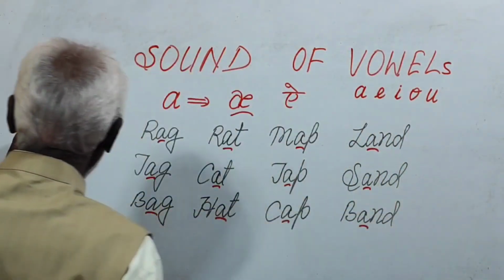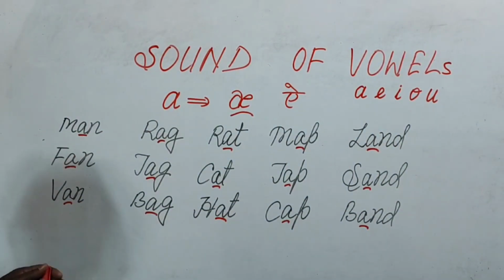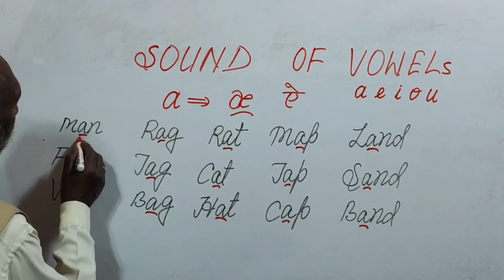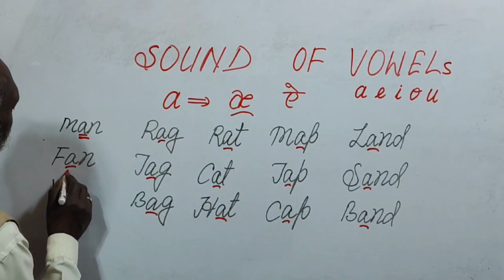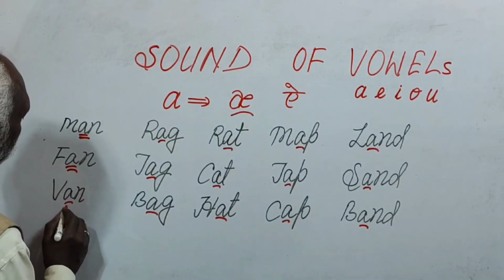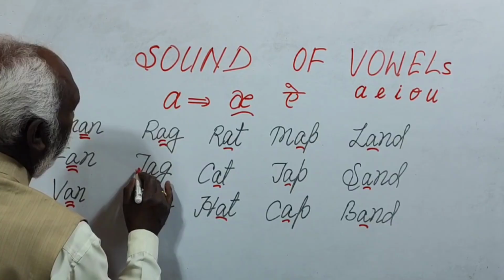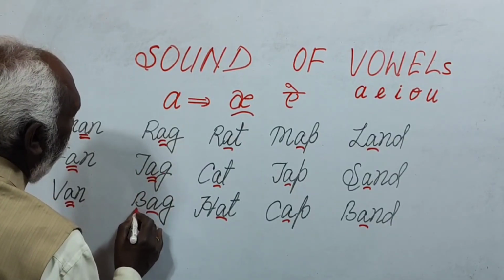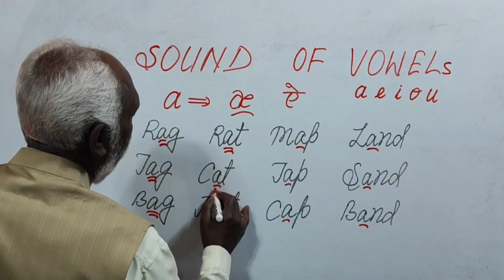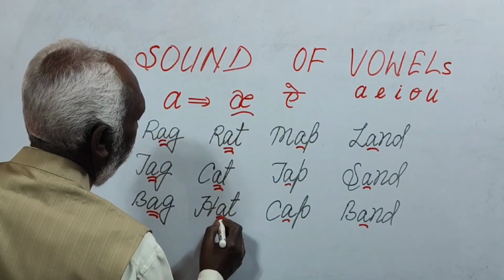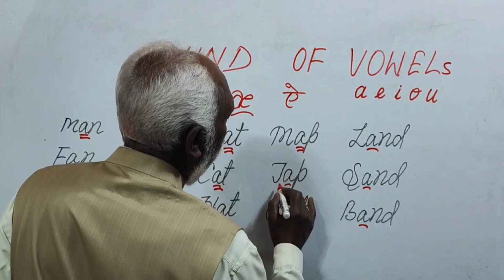Okay, M-A-N. M-A-N, A, here you see I. So, mine. F-A-N, fine. V-A-N, wine. R-A-G, rag. T-A-G, tag. B-A-G, bag. R-A-T, rat. C-A-T, cat. H-A-T, hat. Okay, M-A-P, map.